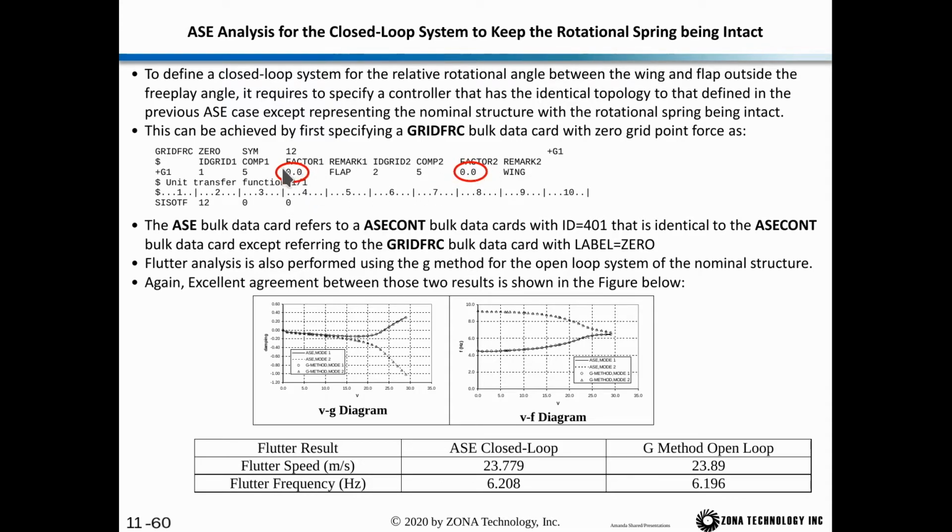So when we set the feedback force to 0, then of course it has no effect, even though the closed loop controller is physically present. So the ASE bulk data card refers to the ASE controller that refers to this grid force card with label 0. And the flutter analysis is performed using the G method for the open loop system of the nominal structure. And then again, we have excellent agreement between the two results as shown here. So our flutter results, we get the same flutter speed and flutter frequency.